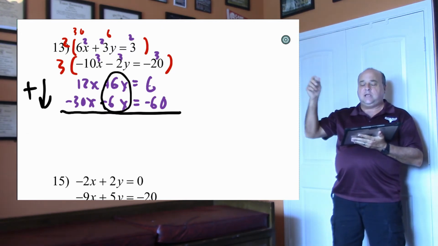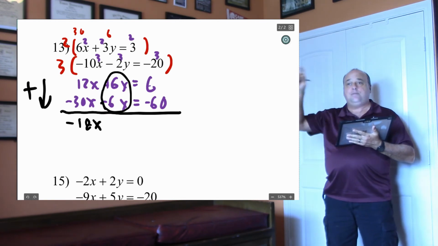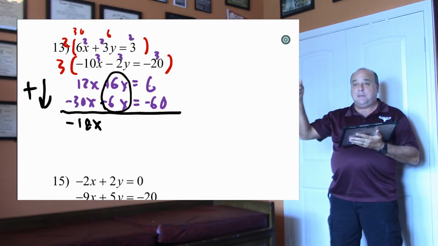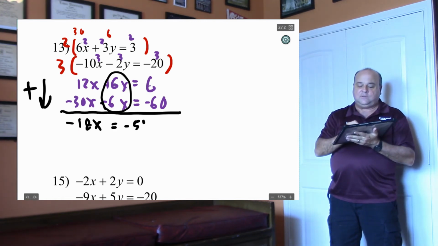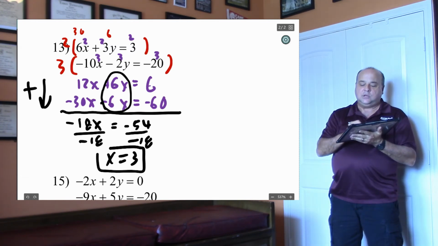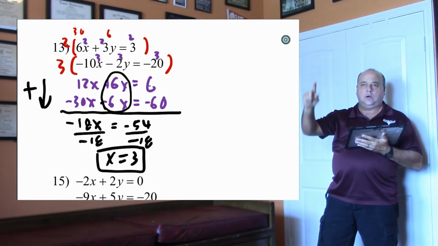12 minus 30 is negative 18. If you can't do that in your brain, punch 12 minus 30 on a calculator and hit enter. And then 6 minus 60 is negative 54. Divide by negative 18, and 18 goes into 54 3 times. 2 negatives make a positive, right? If you miss one sign, it's all wrong.